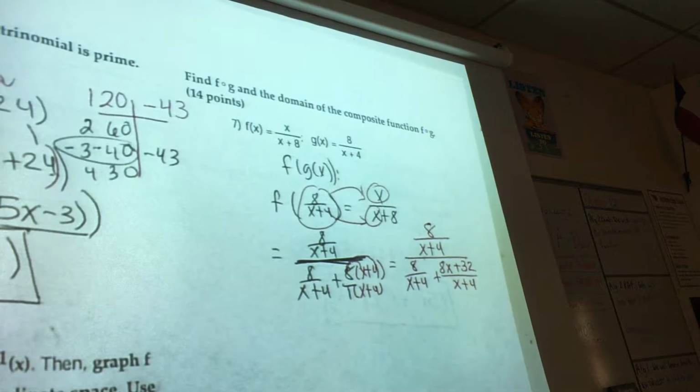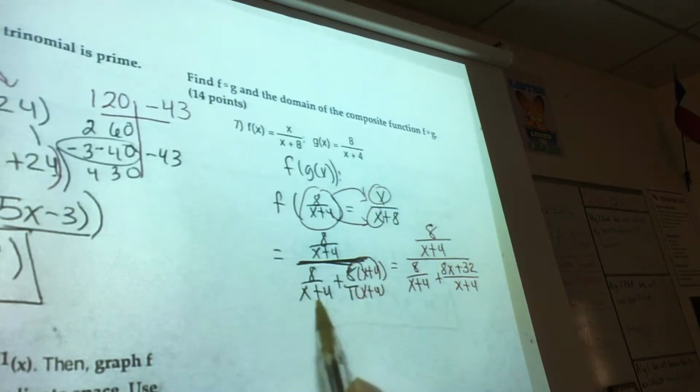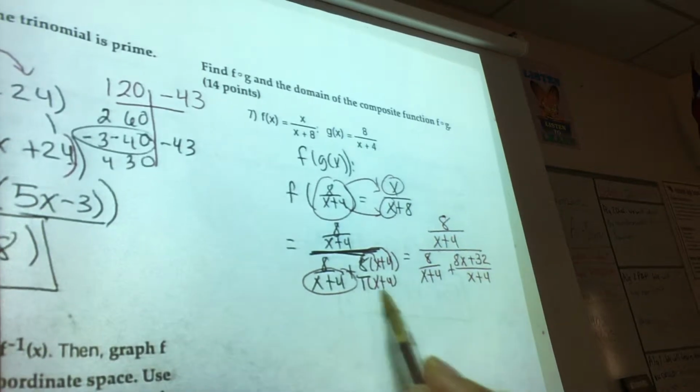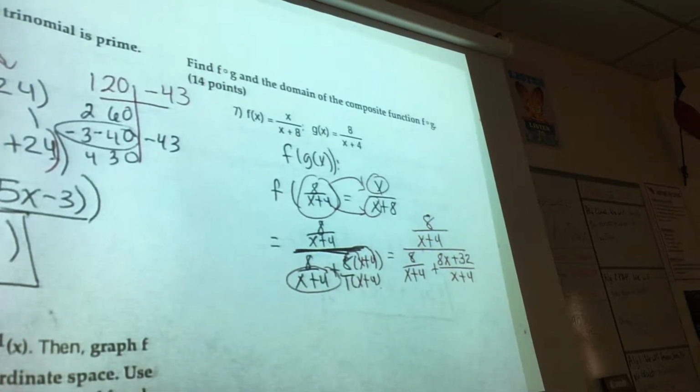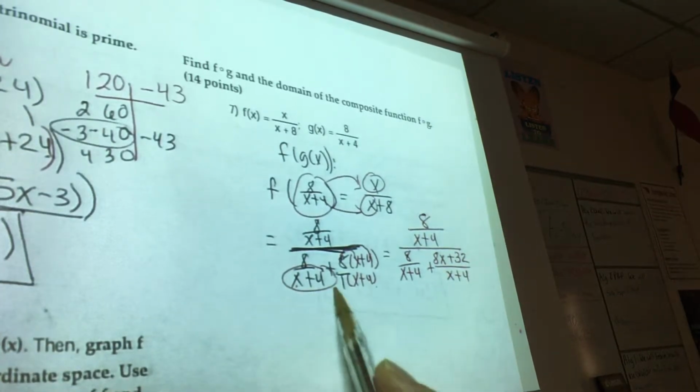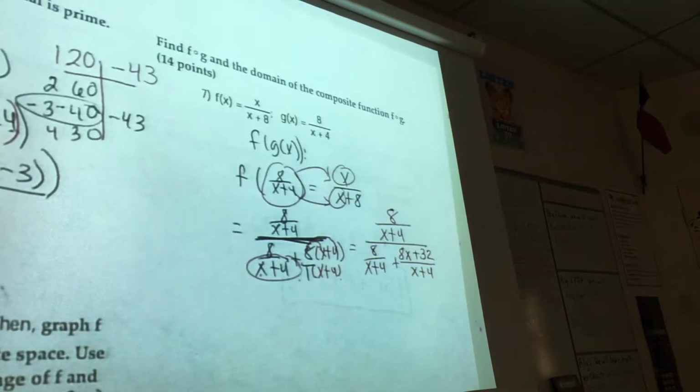So where does the x plus 4 come from? I'm trying to get the same denominator. What is my denominator here? It's x plus 4. So I need to make this one an x plus 4. How do I do it? By multiplying it by x plus 4. If it was an x plus 3, you would multiply top and bottom by x plus 3.